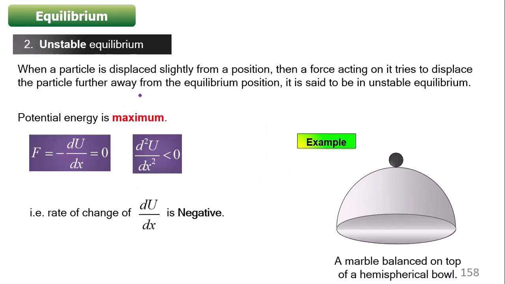Similarly, for the unstable situation, the potential should be maximum. That means the particle should lie at the top of the vertex, at the maximum position, and the second derivative must be negative. So the first condition remains the same, and the second derivative is negative. If the marble is placed on top of the ball and I displace it, it will never come back to the initial position. It will go in this direction or in that direction. That means it is a kind of equilibrium which is unstable in nature.